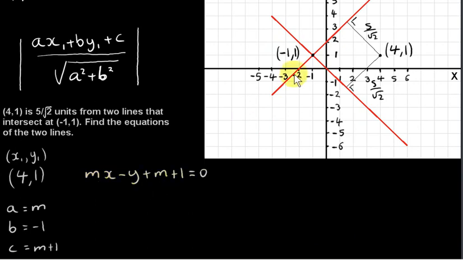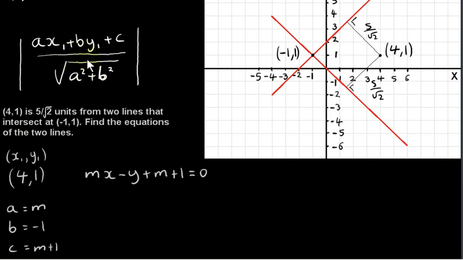So this is the equation of any line passing through the point minus 1, 1. The slope is m. M is what we need to determine. If we know what the slope of a line is passing through the point minus 1, 1, then we have the line. So we know that the distance of the point 4, 1 to this line is 5 over root 2.